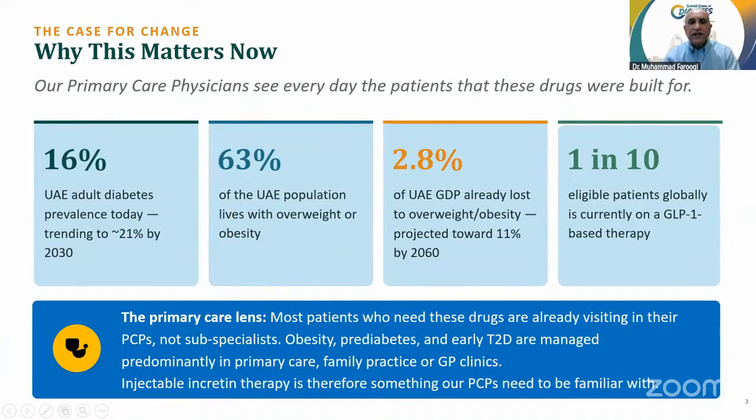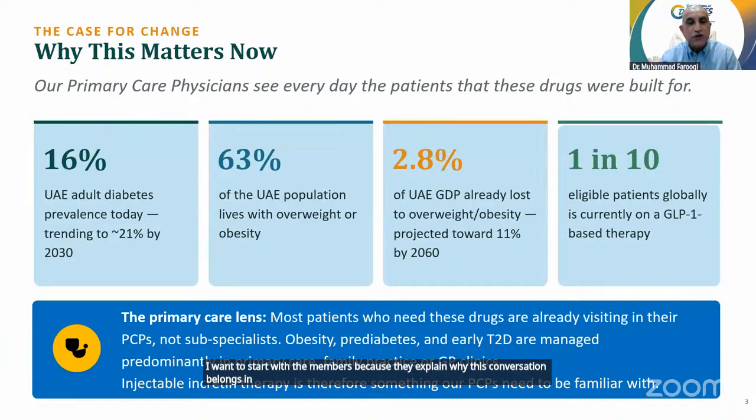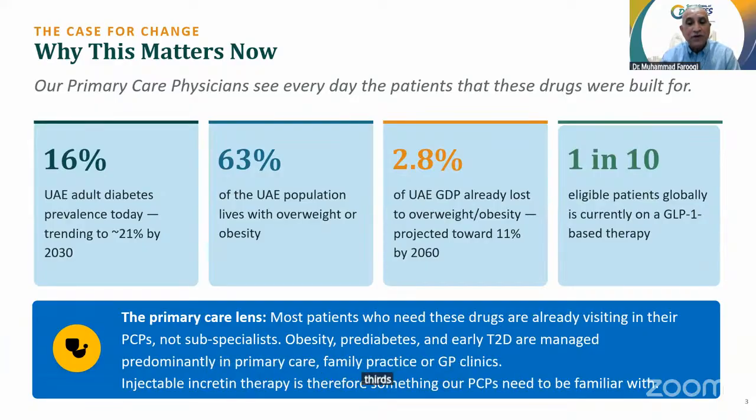I want to start with the numbers because they explain why this conversation belongs in a primary care setting as well, not just endocrinology. Diabetes prevalence in the UAE is already high and climbing, and 2/3 of our population lives with either overweight or obesity.